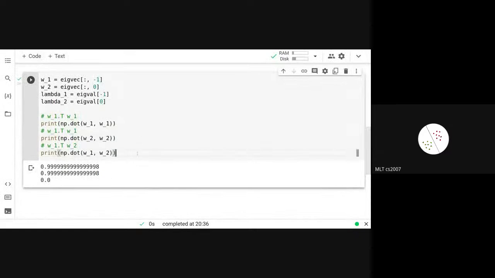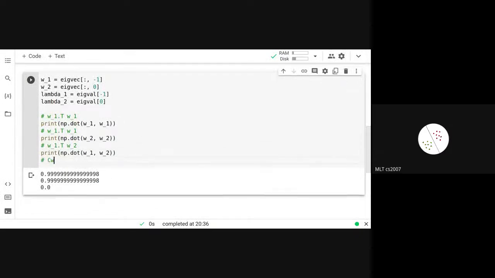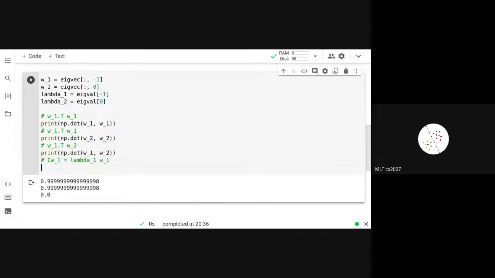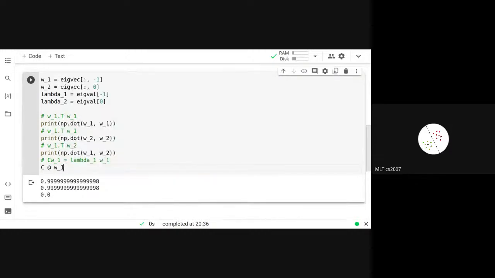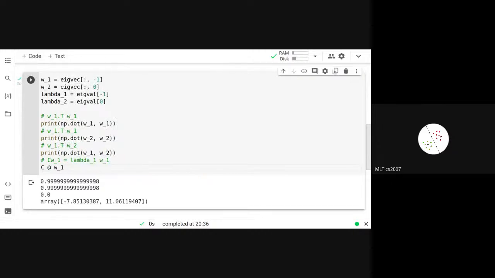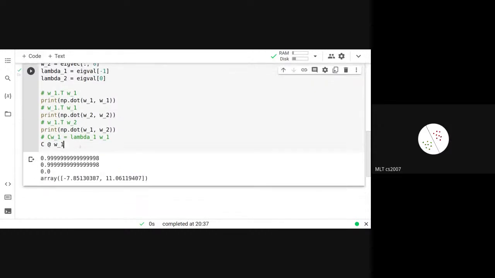just to be sure, let's see if C W1 is lambda 1 W1. That is what we want to see. How do you see that? C is a D by D matrix, and C W1 is as simple as C at W1. This is how simple matrix multiplication works. Let me do that. The last entry that you see here is the result of doing C W1.